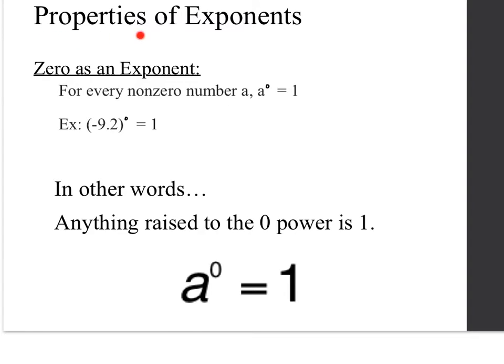Let's talk about some properties of exponents. If the exponent is ever a 0, that means it just equals 1. So no matter what the base is, when the exponent is 0, the value is 1.